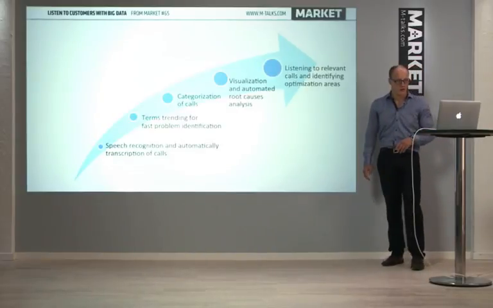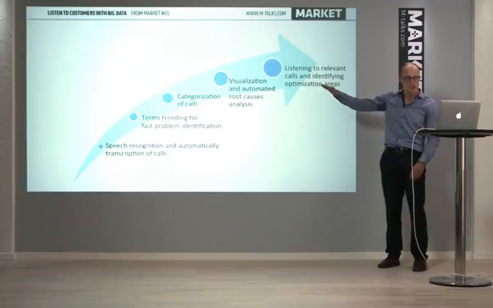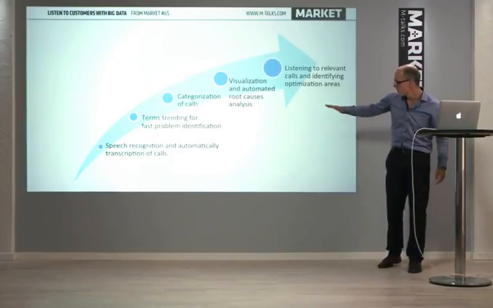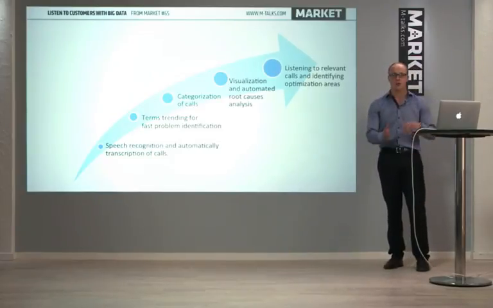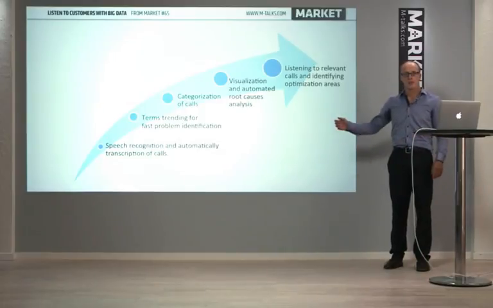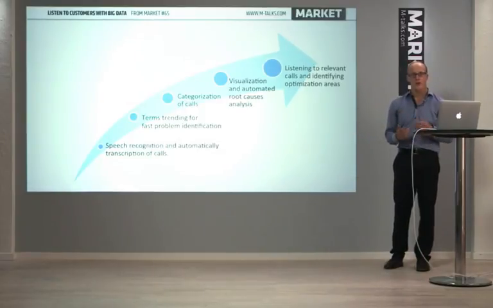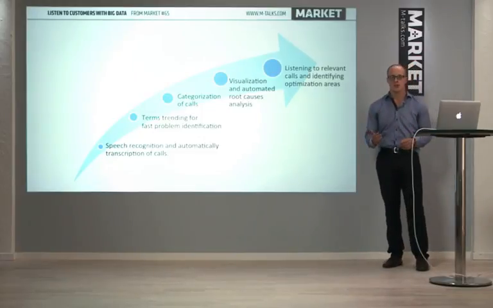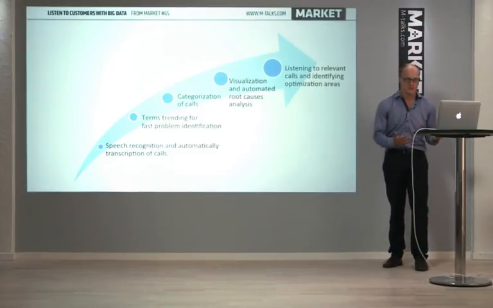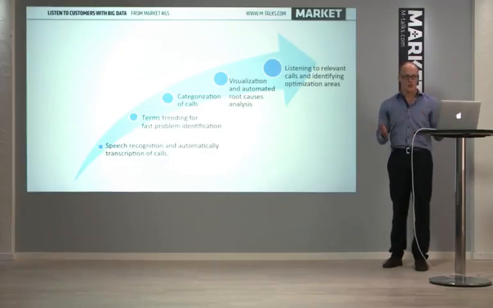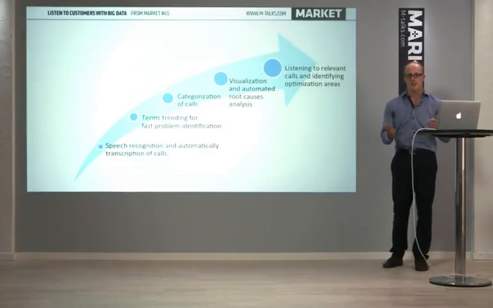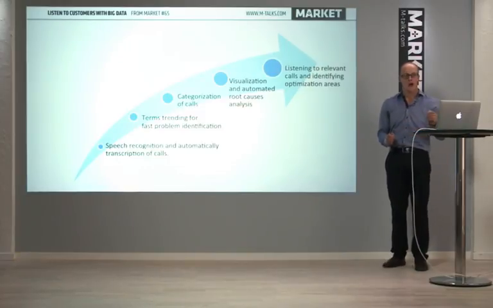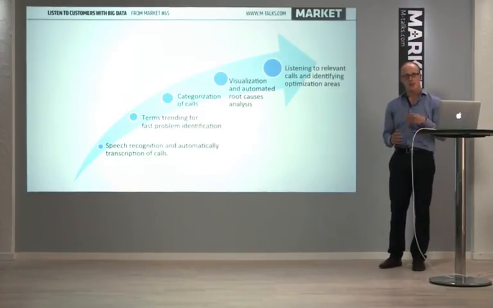This works as follows. First, we have the speech recognition and automatic transcription of those calls. Then we have the terms trending for fast problem identification. The next step is to categorize all those calls. Then we visualize an automated root cause analysis on those calls. And last, we listen to concrete calls and try to identify optimization areas.